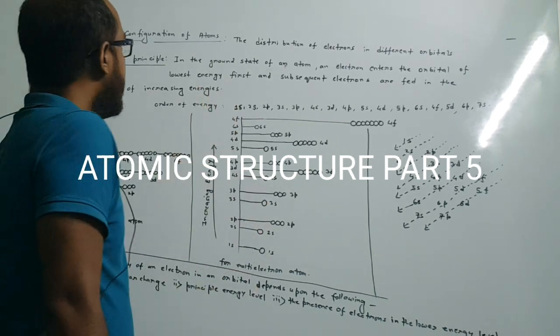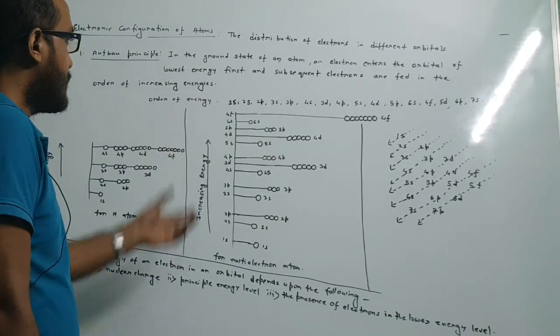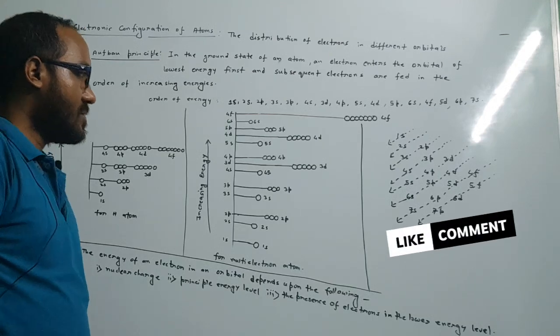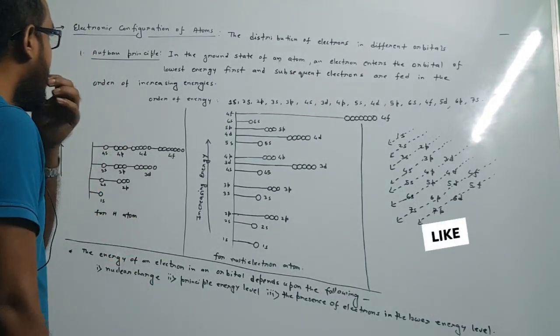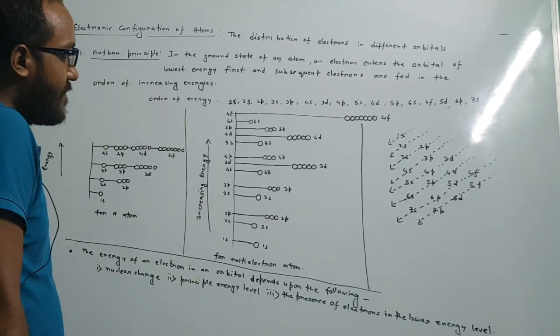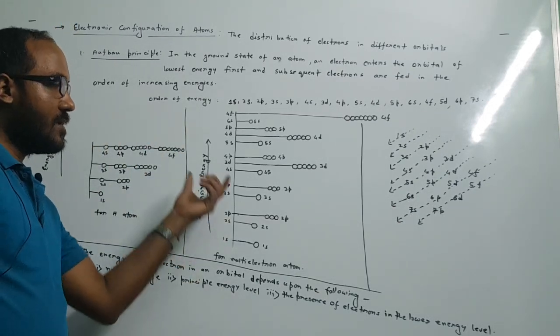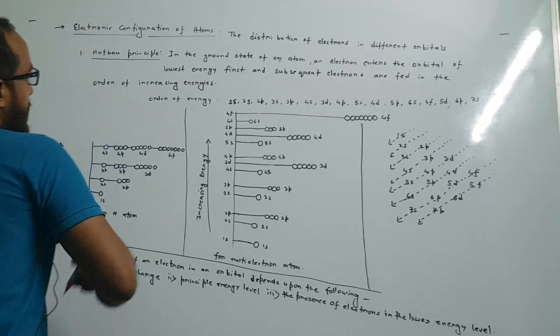Hello everyone, this is the continuation of our atomic structure, and this would be our last part in the continuation of our atomic structure. In this lecture we will learn about electronic configuration of atoms, which is extremely important for our board level, NEET level and JEE level also.